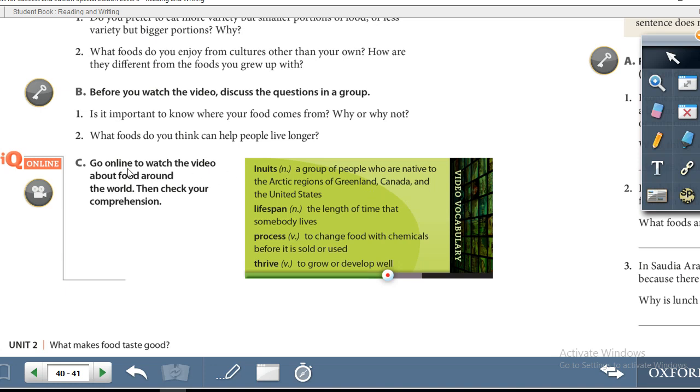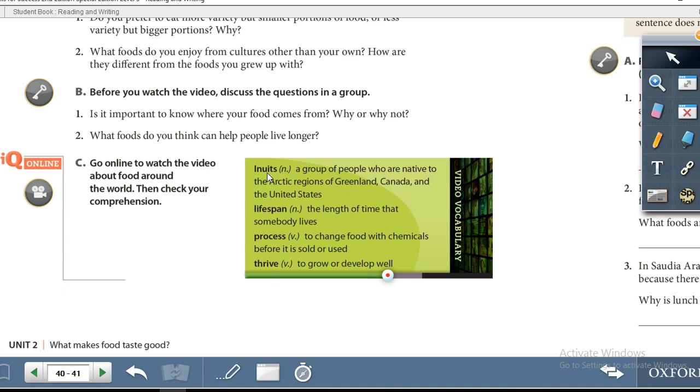Right, so it says go online to watch the video about food around the world, then check your comprehension. So obviously you will watch the video online because the instruction tells you to go online to watch the video, right? This is the vocabulary that is provided, right? You will read through the vocabulary.